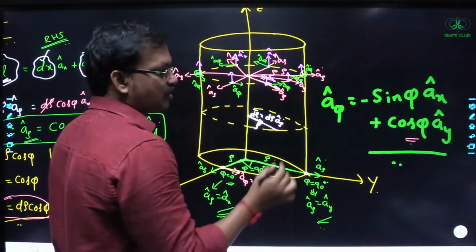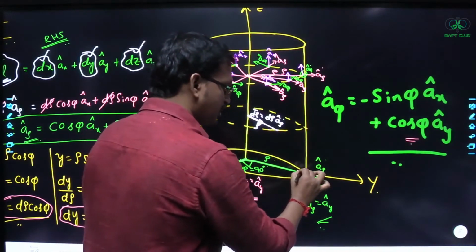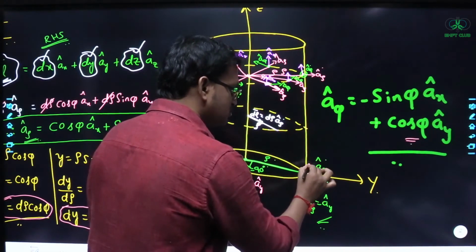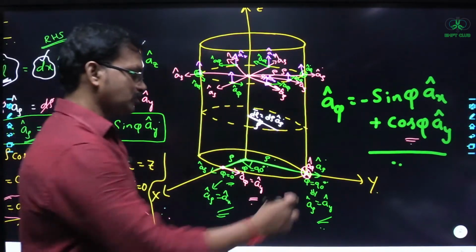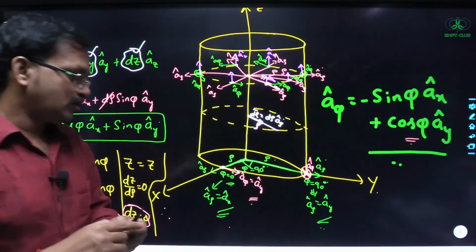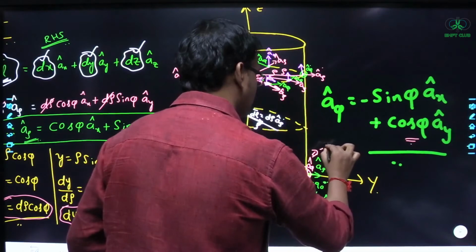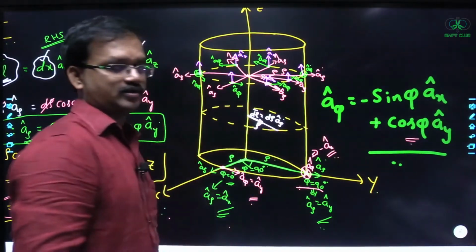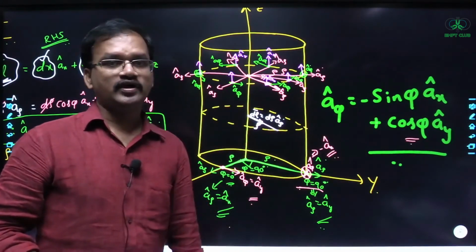So at this point, phi equal to 90 degrees, if you draw the tangent in anti-clockwise direction, it is going to point into the board, right? At this point, a phi cap points into the board. Positive x is coming out of the board, so into the board means negative x direction. So a phi cap is equivalent to minus ax cap when phi equals 90 degrees. Like that, by substituting the phi value, we get the direction of a phi cap.